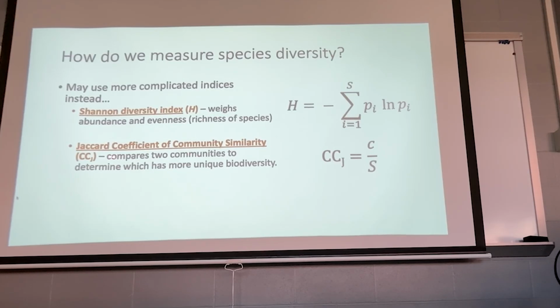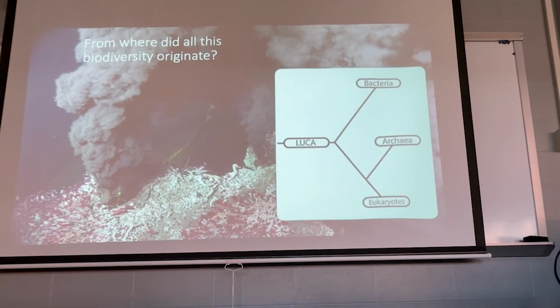The Jaccard coefficient of community similarity, these are two you'll use in ecology class. These compare two communities. You have a community with this species richness and a community with this species richness. You want to compare them. And how do you do that? There are mathematical models that let you compare them, and this is one example of that, so that you can compare communities and their richness to each other. Whew. All right, we'll get out of that kind of stuff.